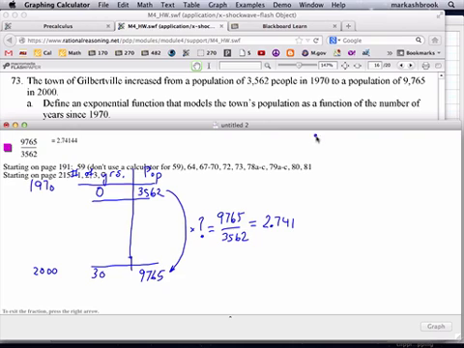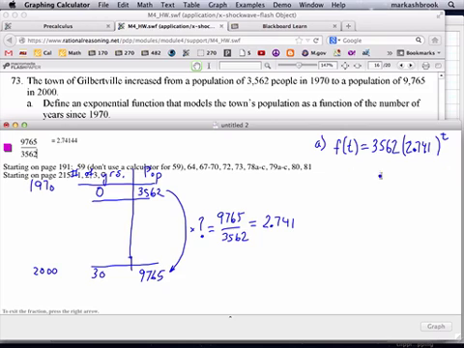So for part A, the population that models the population since 1970, I'm going to have, call it F, of T years since 1970. Well, I'm going to have the initial population, and then 2.741 to the T. Is that right? What is the 2.741? The 30-year growth factor.